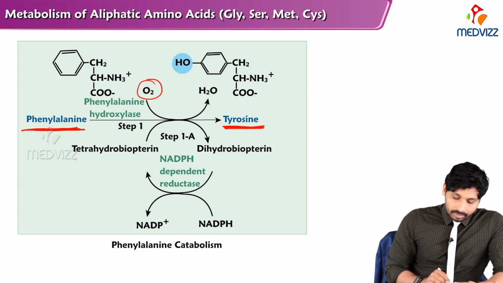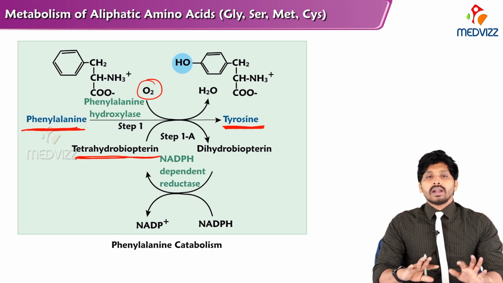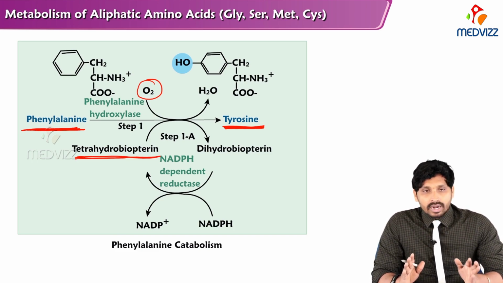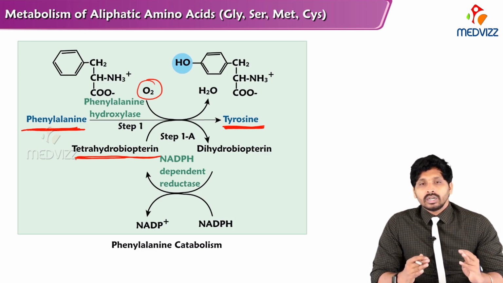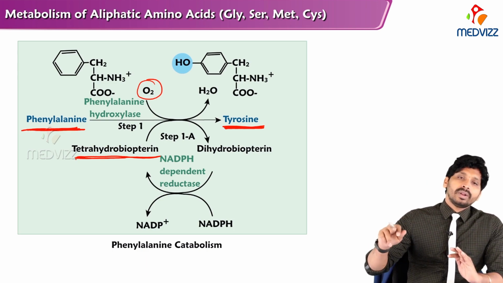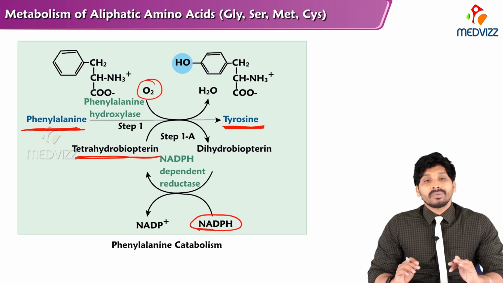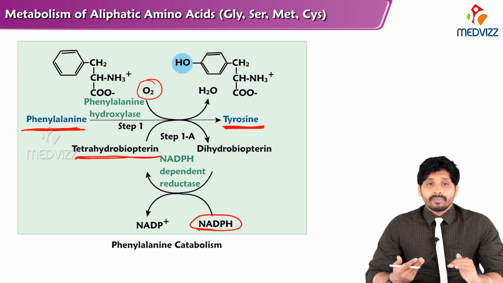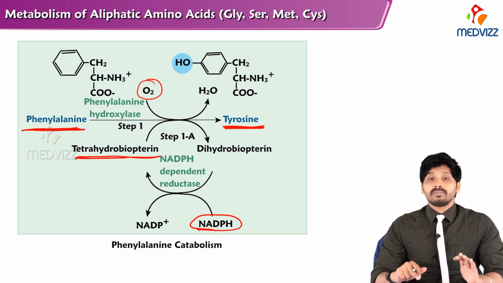The coenzyme required here is tetrahydrobiopterin. Like tetrahydrofolic acid and dihydrofolic acid, this is also one of the coenzymes. Tetrahydrobiopterin has 4 hydrogens, which are donated to oxygen to form a water molecule, and it is converted into dihydrobiopterin. Again, this dihydrobiopterin accepts hydrogens from NADPH with the help of the enzyme NADPH dependent reductase, converting dihydrobiopterin back to tetrahydrobiopterin. And this reconversion is very important.